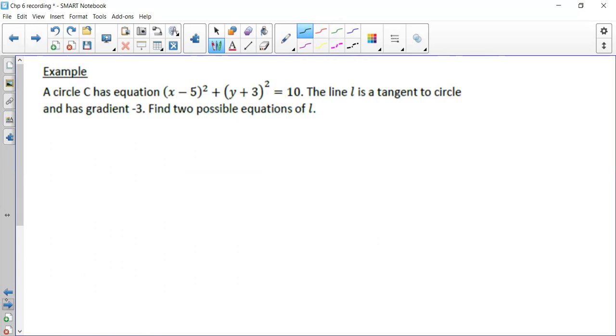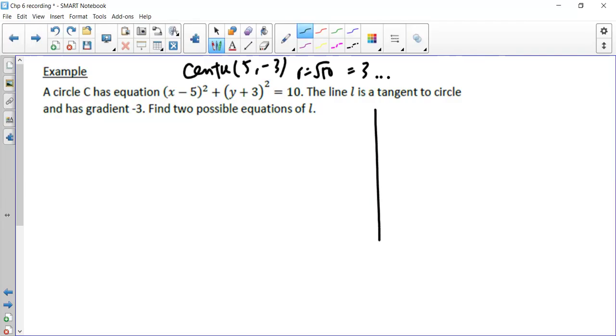A circle C has equation (x minus 5) squared plus (y plus 3) squared equals 10. The line L is a tangent to the circle, which has gradient minus 3. Find two possible equations of L. So why don't we try and draw a circle again, just to give us visually where it is. The center is (5, minus 3). The radius is root 10. Root 10, if we put it in a calculator, is 3.1 something, 3 point something.